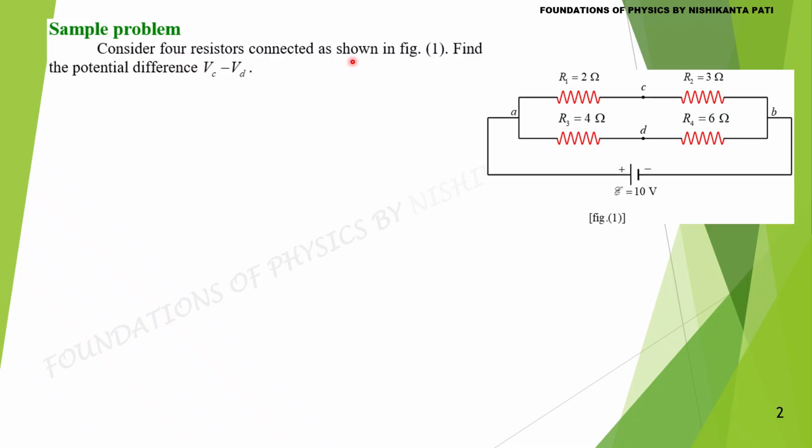Four resistors are connected. Then we have to find the potential difference Vc minus Vd. R1 is 2 ohm, R2 is 3 ohm, R3 is 4 ohm, R4 is 6 ohm, EMF is 10 volt. We need the potential difference between C and D.